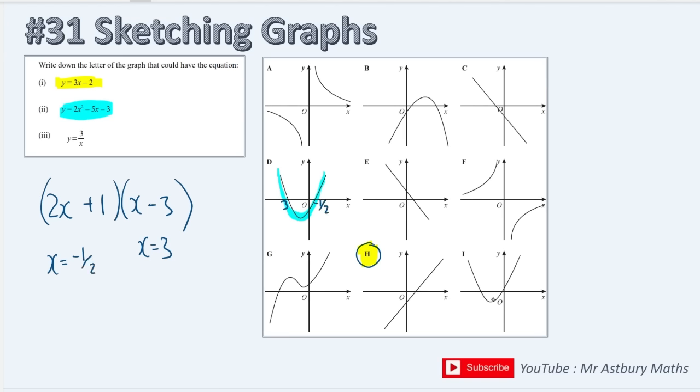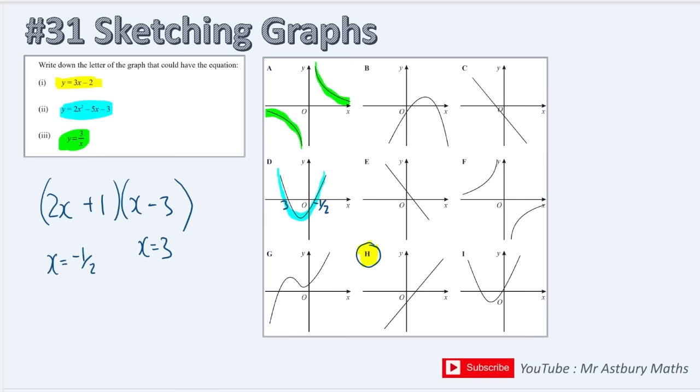Whereas this graph down the bottom here has two negative ones. That was quite tricky. Okay, the next one is a reciprocal graph, and reciprocal graphs take this shape here, where it curves down there and it curves over here. This one is also reciprocal, but this is negative. That would be y is equal to negative something over x.